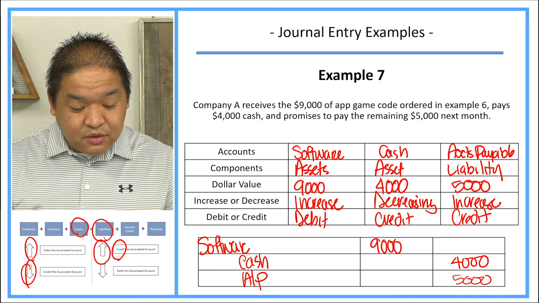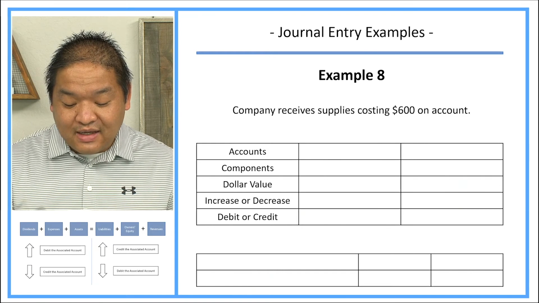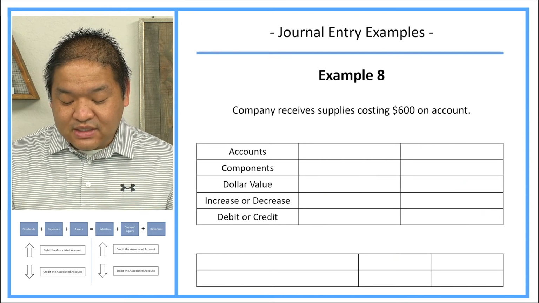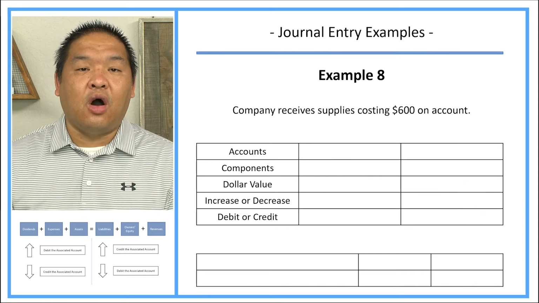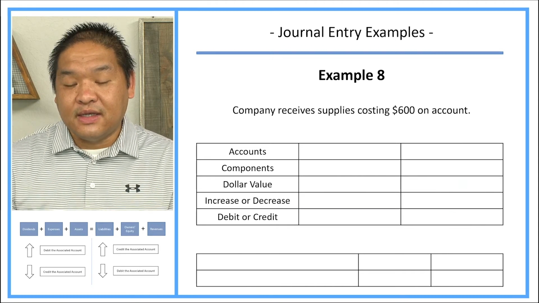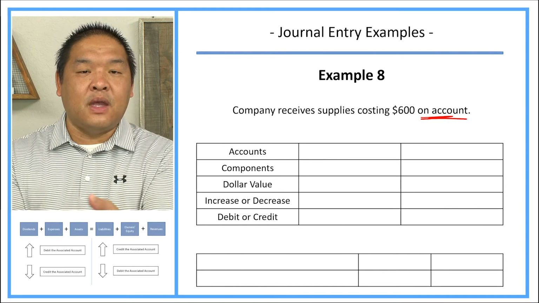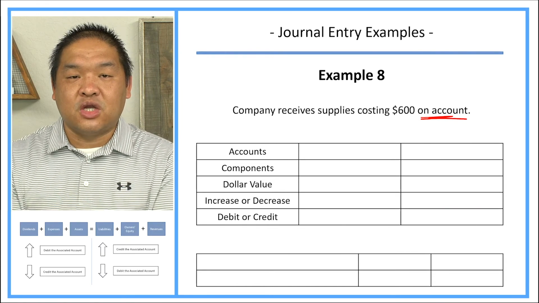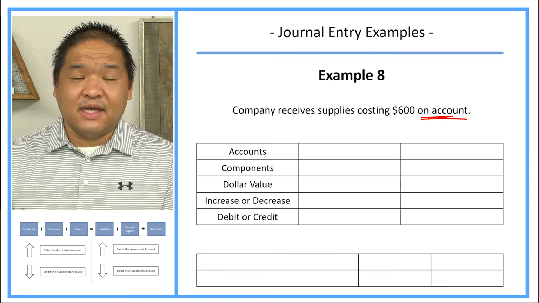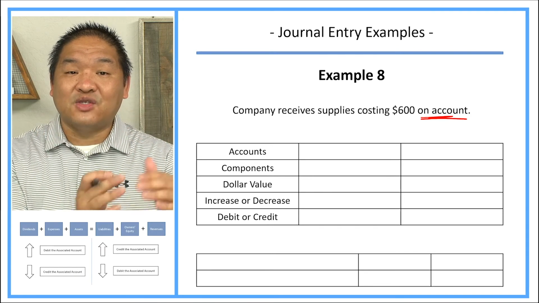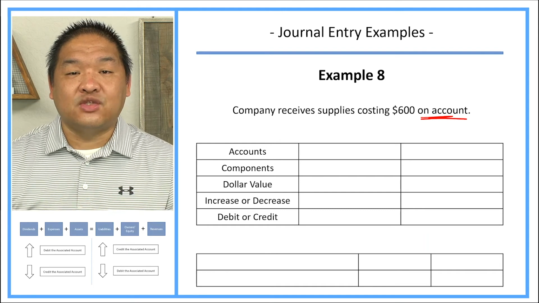$5,000. All right, let's move into our last example here in this first lesson. As we look at journal entry examples, company receives supplies costing $600 on account. Now, keyword here is on account. On account means I'm going to pay you, or I'm going to promise to pay you sometime in the near future. There is no notes that are signed, so it's not notes payable. On account translates to accounts payable or accounts receivable.